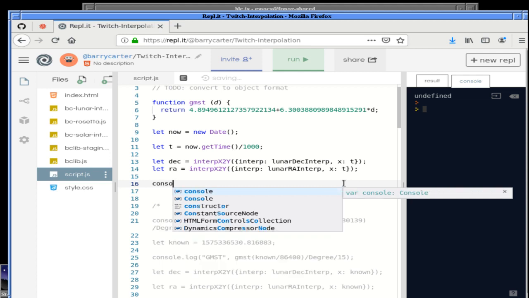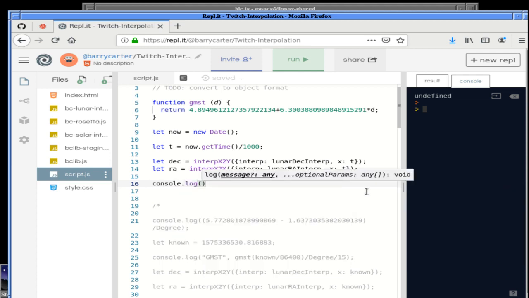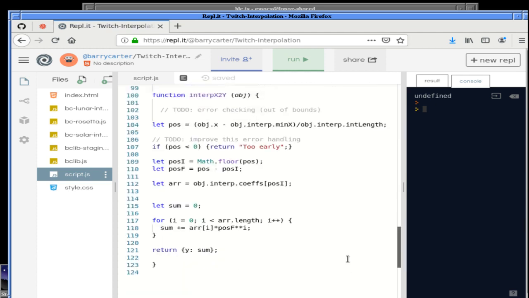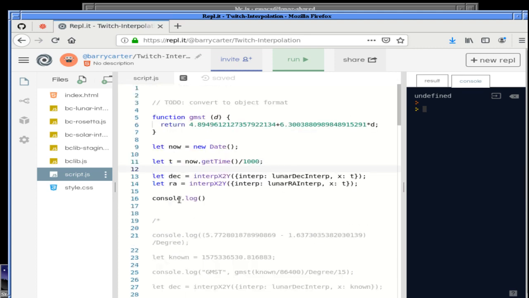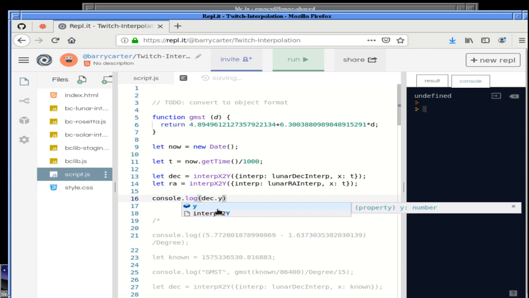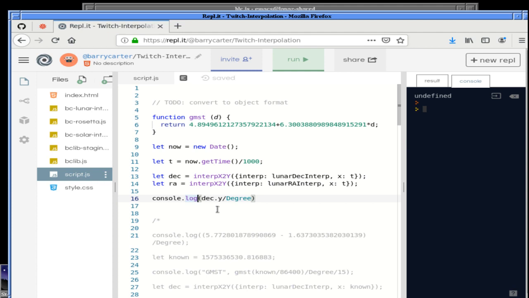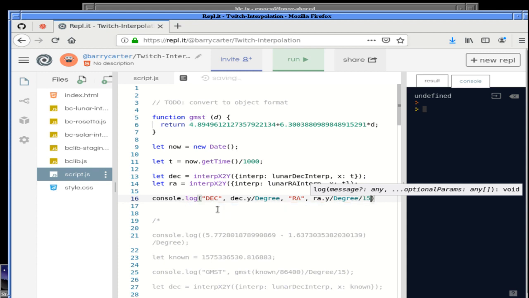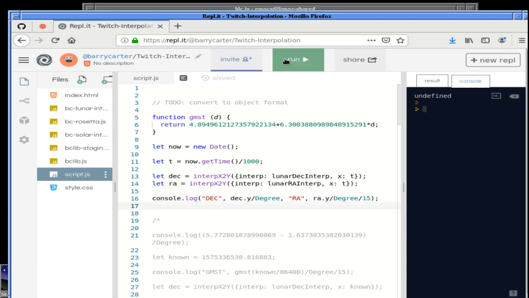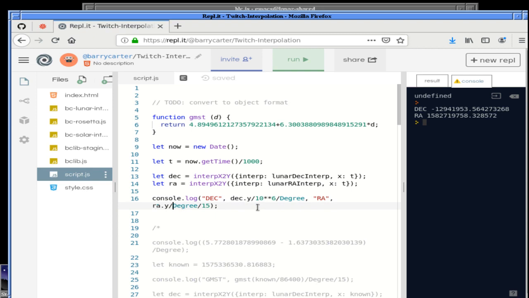So now, of course, these numbers are coming back as radians, which is exactly what we want. I'm going to be really careful here because they're not coming back as plain numbers. These are objects. It's the y value that we want. That's the actual radians. And we can divide it by degree to get the number of degrees, which is, of course, what we're more familiar with. And here we're going to take RA, divide it by degree, and then divide it by 15 to get hours. I think that is correct. And of course, as I keep forgetting, the numbers are being returned in microradians. Isn't that a lovely thing? It's not. We will need to fix that. Okay.